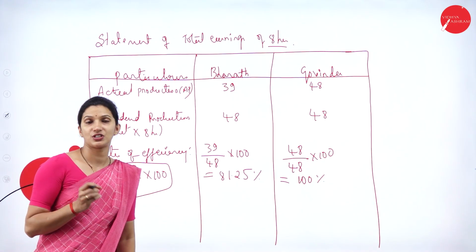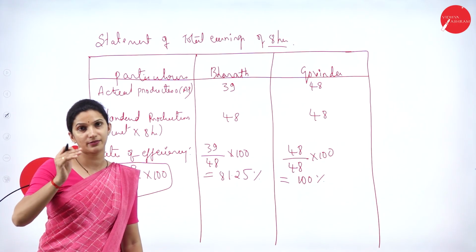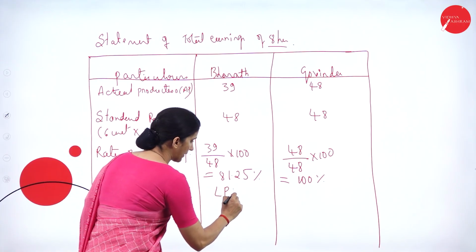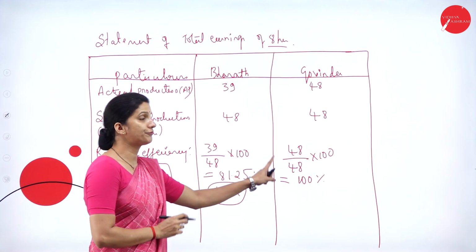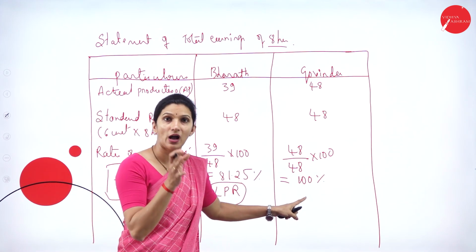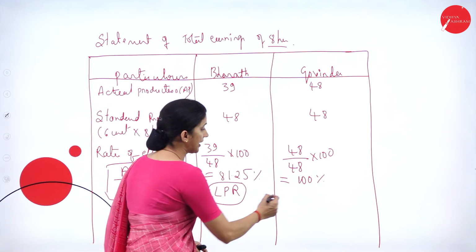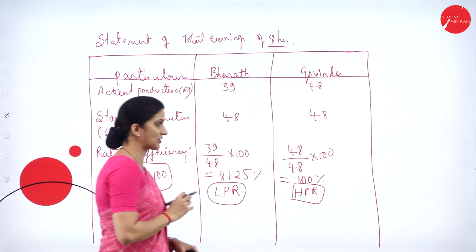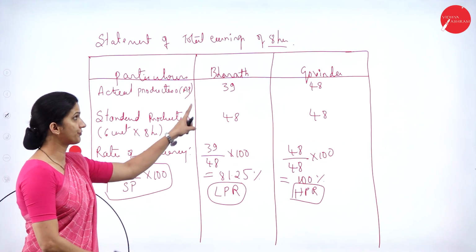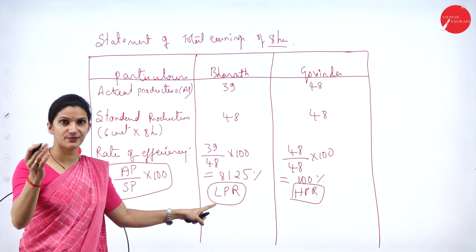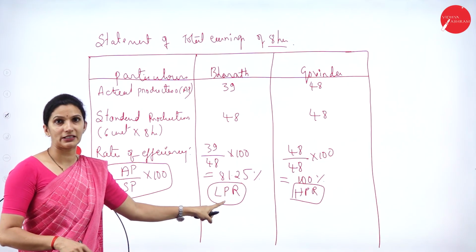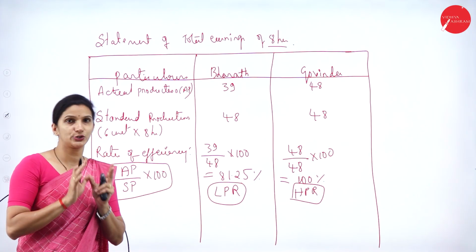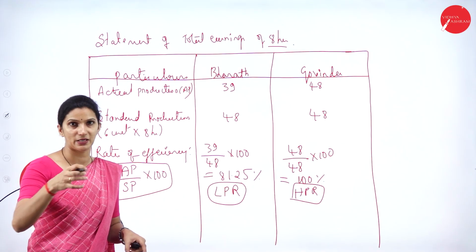If the rate of efficiency is below 100, then he will get the low piece rate. If the rate of efficiency is above 100, he will get the high piece rate. So these are the important calculations that we need to do. So if the worker's rate of efficiency is below 100, then he will get the low piece rate. If the rate of efficiency is above 100 or equal to 100, then he will get the high piece rate.